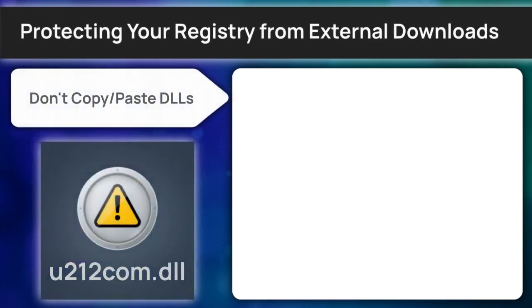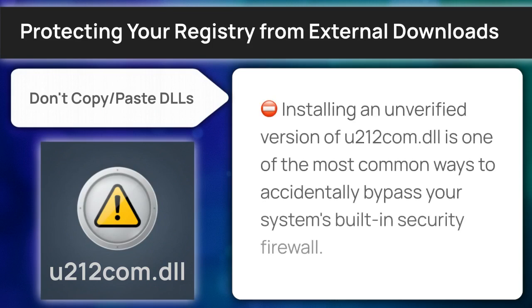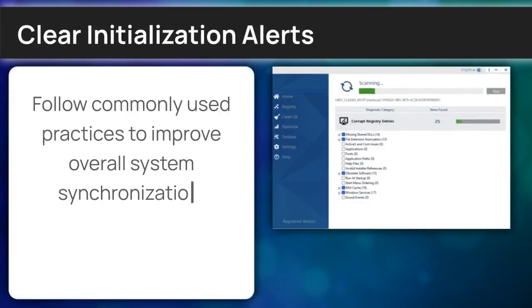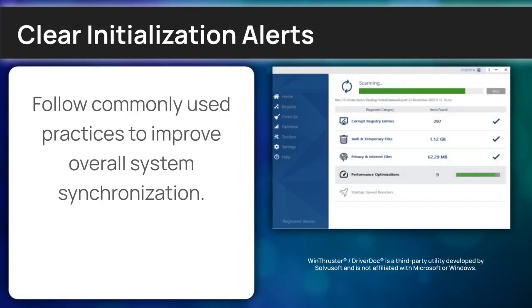To avoid future system conflicts, there is one specific security trap we should discuss. Protect your PC by avoiding the temptation of quick manual fixes for U212 COM. Most free DLL websites are optimized for ad revenue rather than safety, often leading users to download harmful or obsolete software.